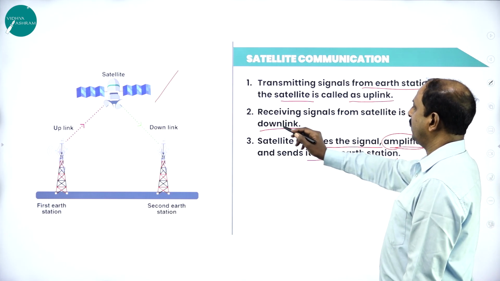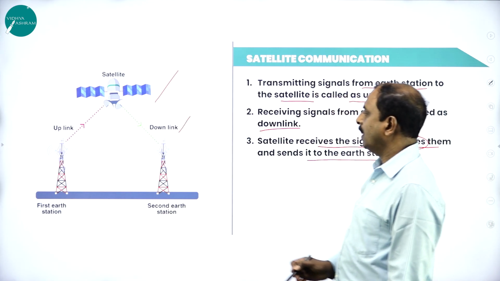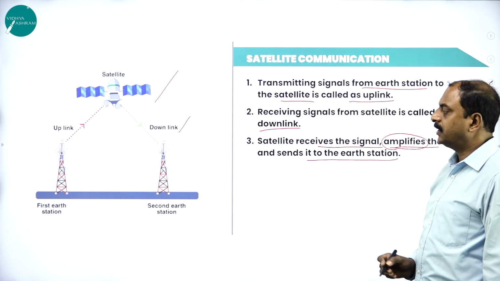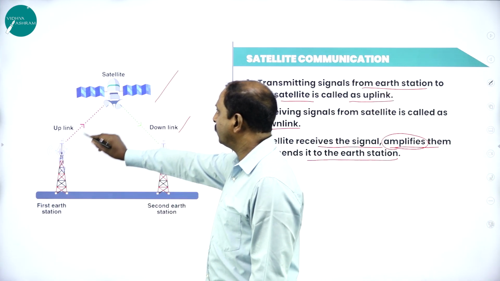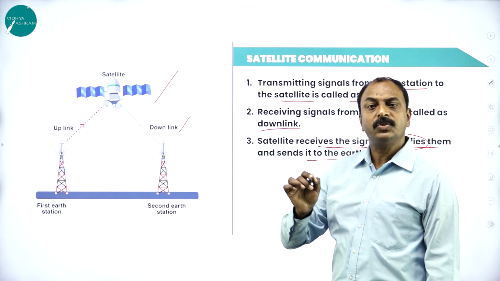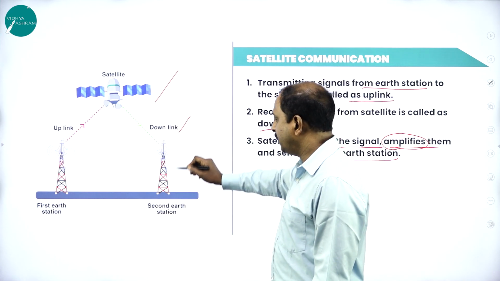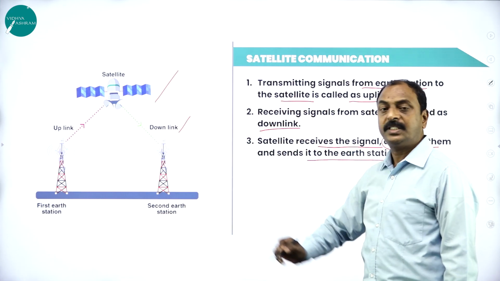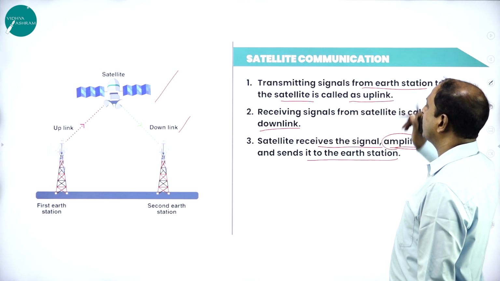So there are two things here: one is uplink and the second is downlink. Uplink is nothing but the data or signal sent from one workstation to the satellite, and the satellite in turn receives those signals, amplifies the data, and sends it back to another station. So this is how communication takes place in satellite communication.